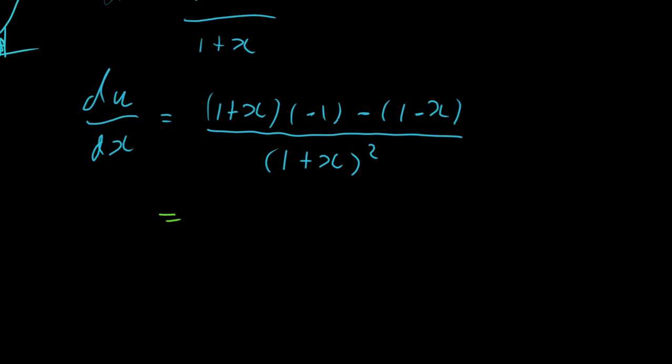And let's simplify that a little bit. So it's minus 1 minus x minus 1 plus x. Great, so it's going to be minus 2 over 1 plus x all squared.